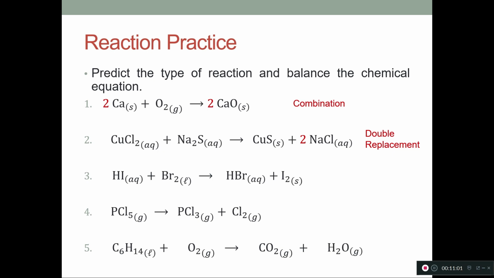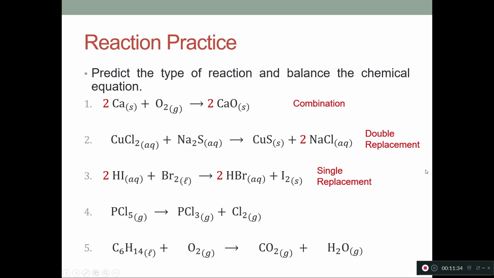The next one, we have hydroiodic acid plus bromine becoming hydrobromic acid plus iodine. And for this one, we need to put a 2 in front of the hydroiodic acid and the hydrobromic acid. And this would be a single replacement here, where again, one of the things that is a hallmark of single replacement is we're taking something in its elemental form and replacing something that's in a compound with the thing in the elemental form. So the bromine here is replacing the iodine and becoming the hydrobromic acid.